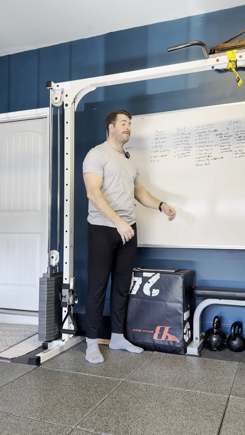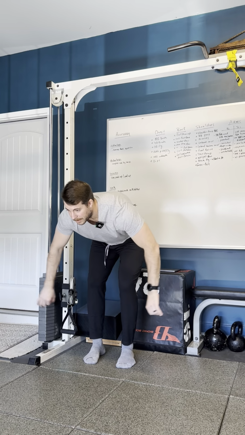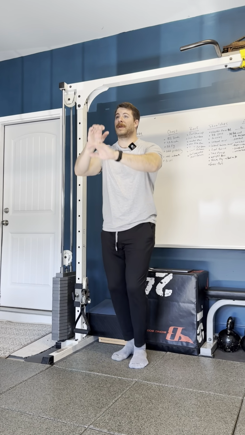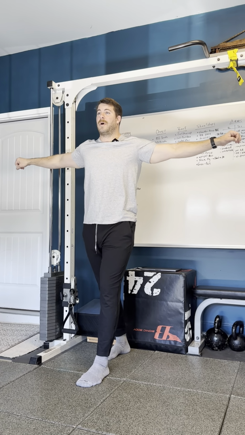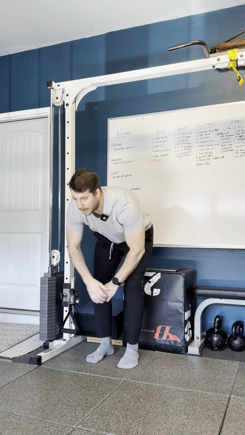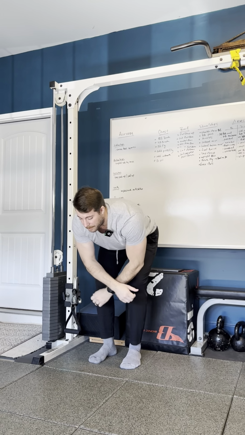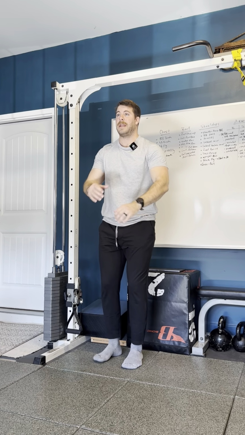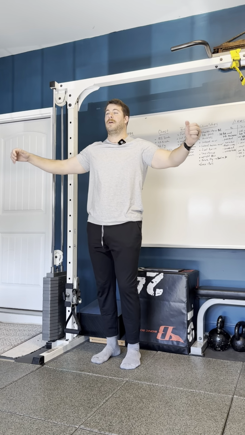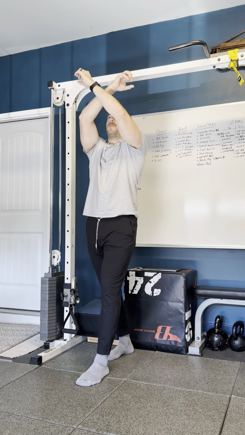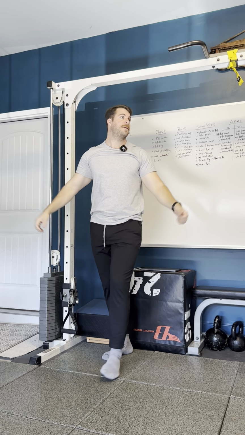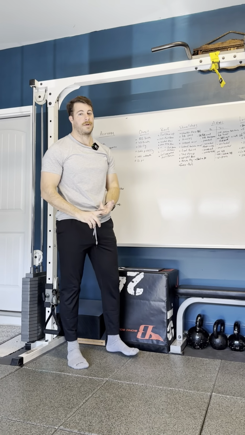Then you have your rear fly, which is going to be in the horizontal plane. And then you can do it with a cable as well. So you can do it bent over with dumbbells or cable, and then standing just like this, or with higher cable pulleys just like this. So that's your rear fly targeting your rear deltoids.